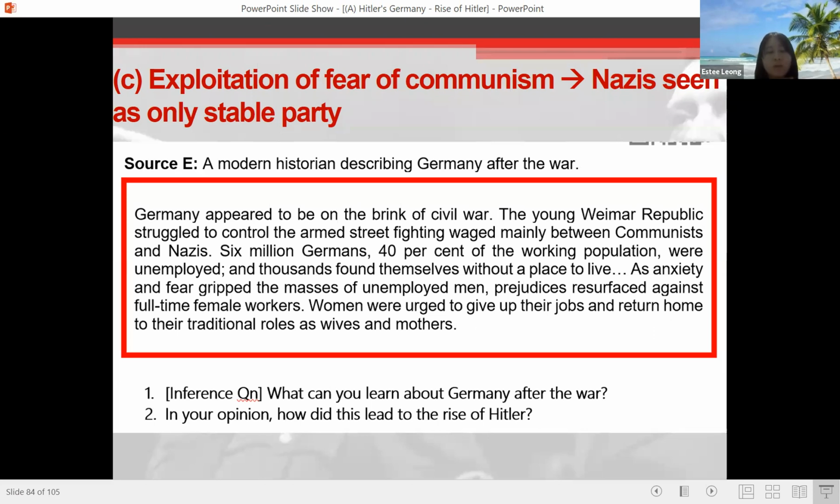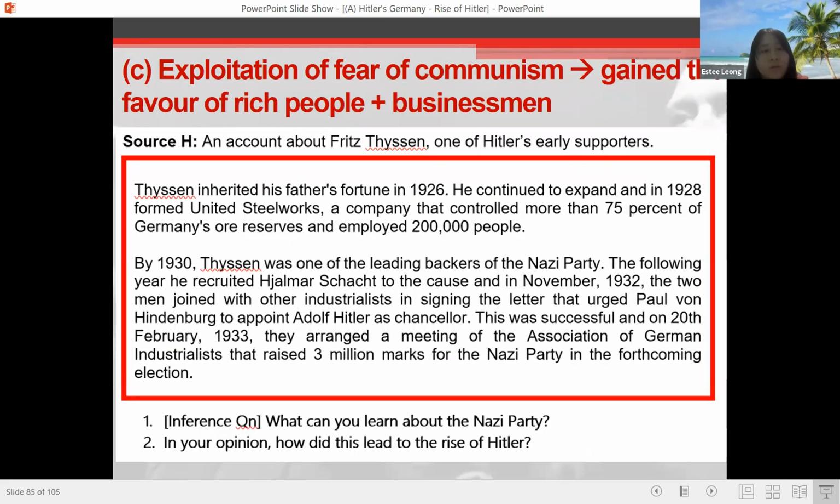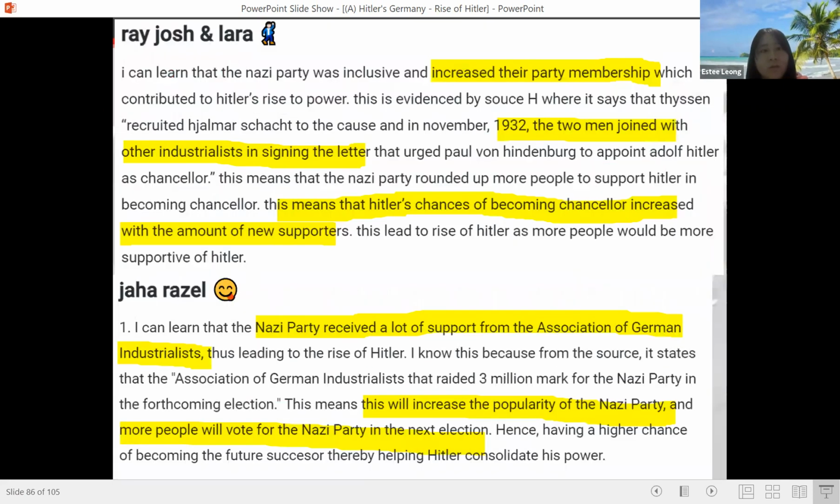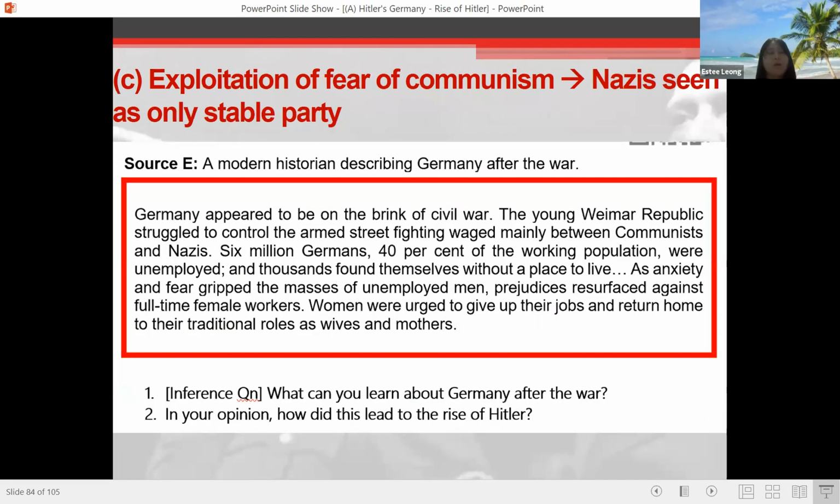Okay, so what can we learn about Germany after the war? You can go onto the Padlet and look for your classmates' contributions for source E. The Padlet link is in the QR code in your worksheet.